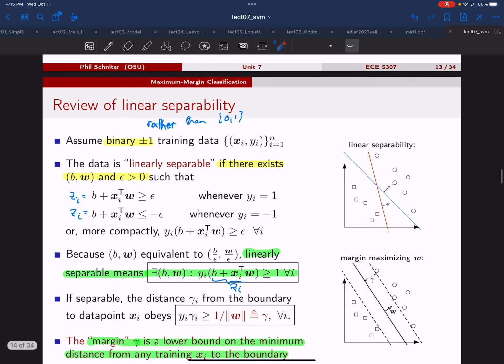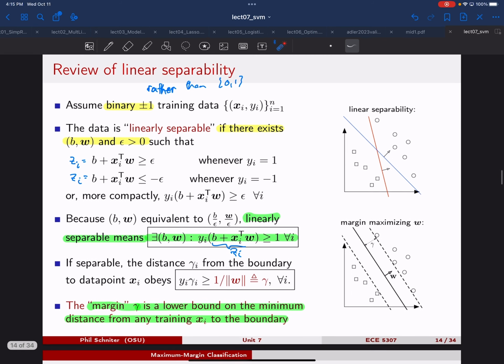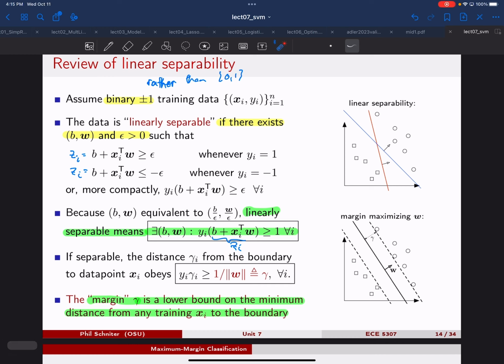And then the very last step was we used this equation to replace this score here with the distance to the boundary. So here we have the sign corrected signed distance should be greater than some fixed number, 1 over the norm of W, for all the samples in the data set. Okay, so that's what it means to have a linearly separable data set. And moreover, it tells us that this quantity, which we call the margin, is going to be a lower bound on all the distances from points to the boundary.